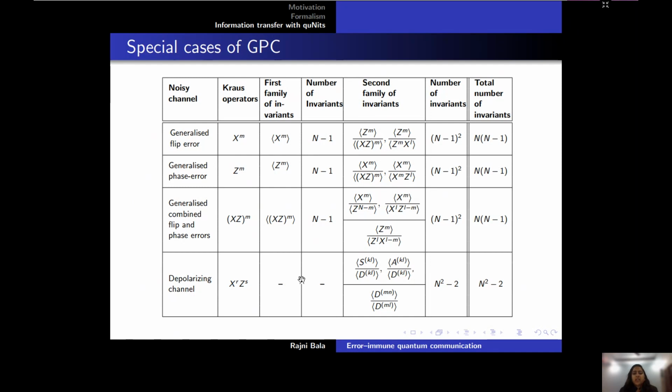Now we do not have any invariant from the first family, whereas we have almost all the pieces of information from the second family. So we have almost n squared minus 2 independent invariants from the second family.